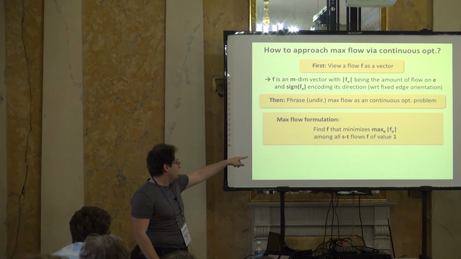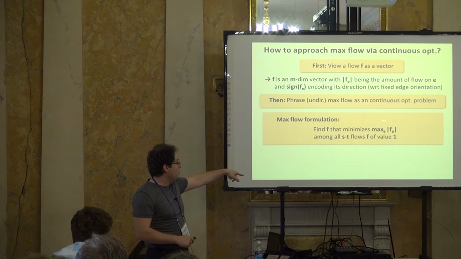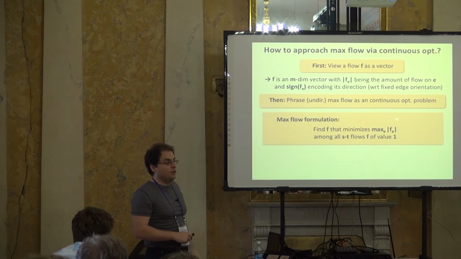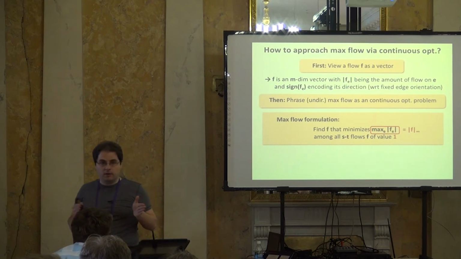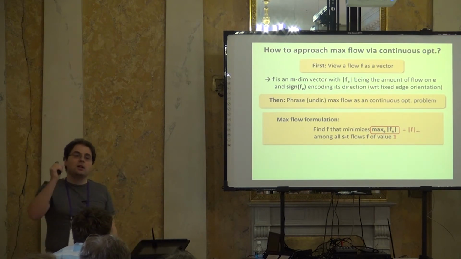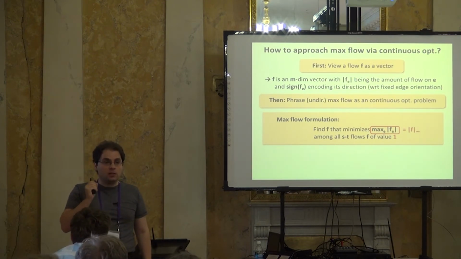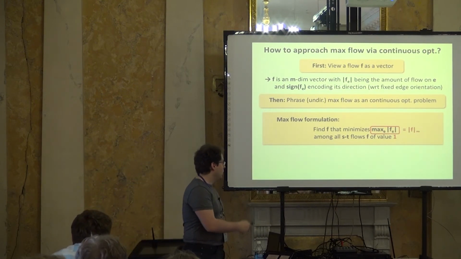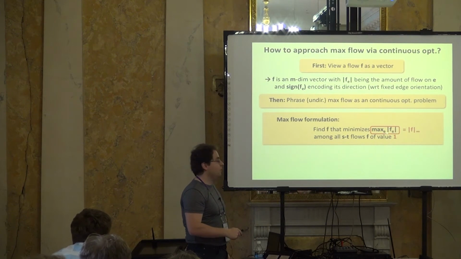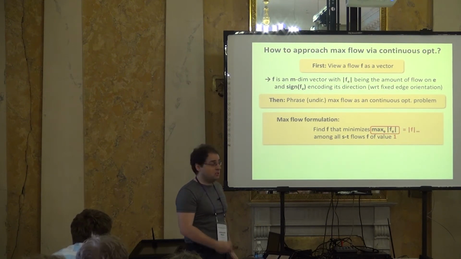So essentially, first of all, this maximum absolute value entry of a vector actually has a nice name. It's called the L infinity norm of a vector. So you are trying to minimize the L infinity norm of a vector over all the vectors that encode an ST flow of value 1. Okay. Why is this max flow?